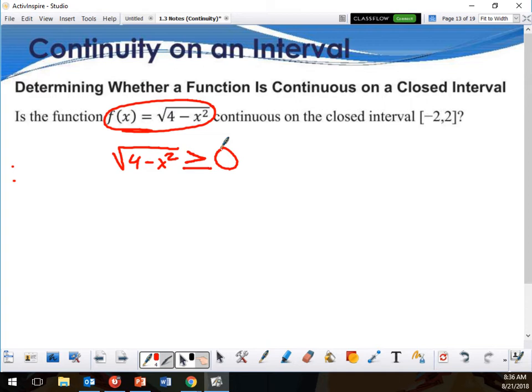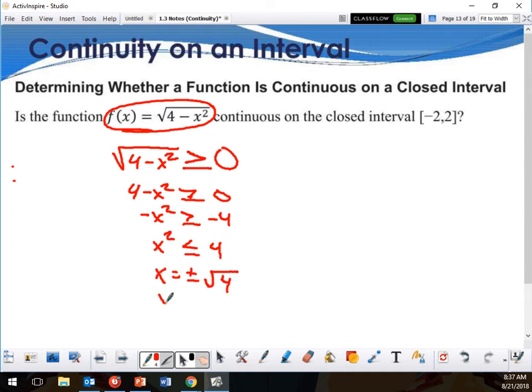So how do I undo a square root? Square both sides, so you get 4 minus x squared, still greater than or equal to 0. Subtract 4, so negative x squared, negative 4. Then it's going to be x squared, and we change the sign, and positive 4 now, because I divided by that negative. And now how do I undo that? Square root. So x equals plus or minus 2.